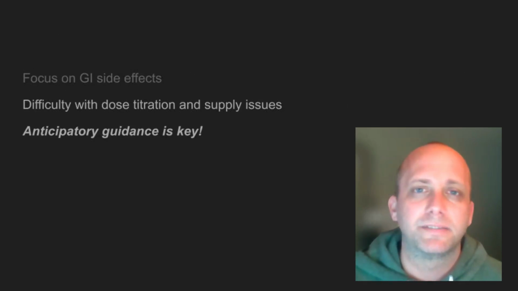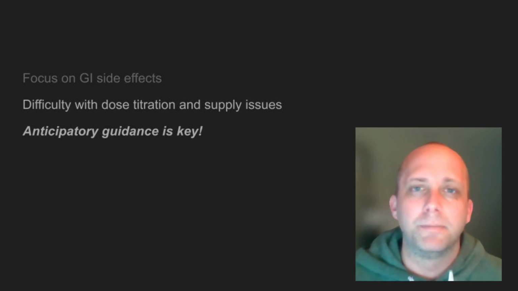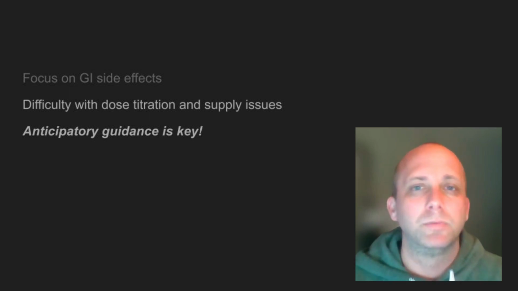In addition to the GI side effects, another issue that I run into a lot prescribing these for the last couple of years is all the supply issues. The main GLP-1 receptor agonists that I'm using, liraglutide, semaglutide, and dulaglutide, brand names Victoza, Ozempic, and Trulicity, respectively, can be really difficult to get.